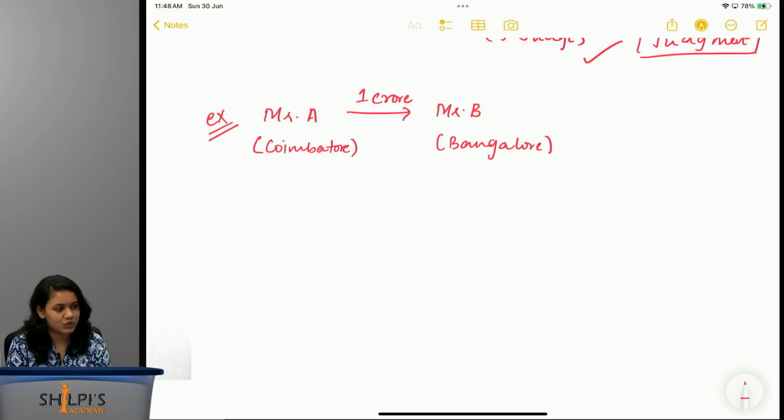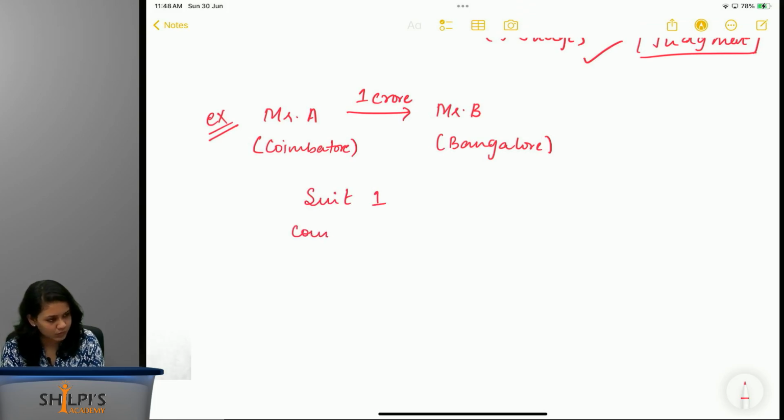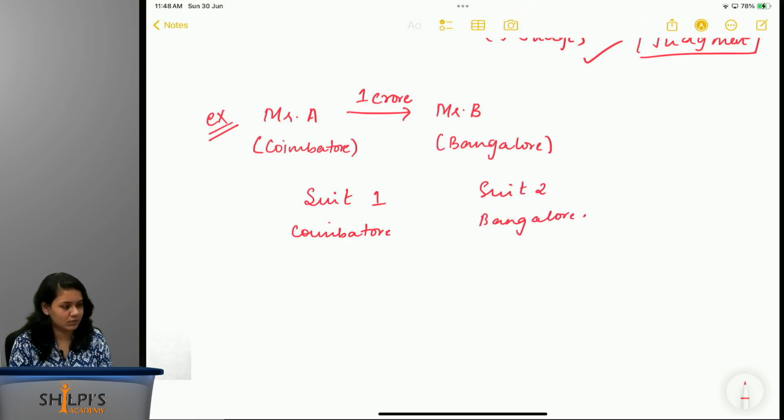So what happens over here is Mr. A decides to go to court. Now when he goes to court, he decides to file a suit. One in Coimbatore. And he also decides to file a suit in, say, Bangalore. Can he do that? Why?